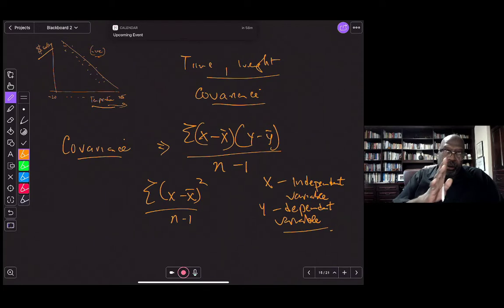So, for example, the sale of ice cream is dependent on the temperature. So X would be independent, which is the temperature, and Y would be the sales. So Y would be sales, X would be temperature. So we should always know which one is dependent, which one is independent of each other. So sales is dependent on temperature.